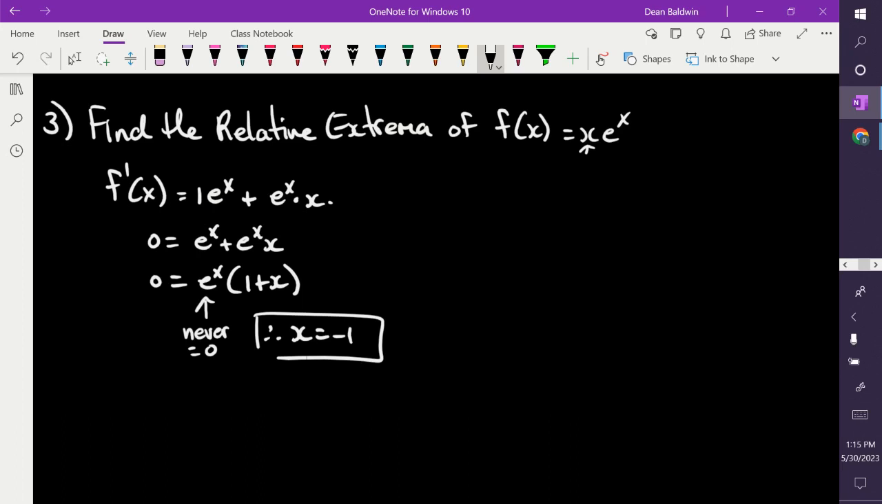So we want to test and see if this is a max or a min. So -1 is there. You test the intervals. Let's test to the left. What would be a nice number to pick to the left side of -1? -2. If I put -2 into here, what's 1 plus -2? -1, right? If I put -2 on e, is that positive or negative?